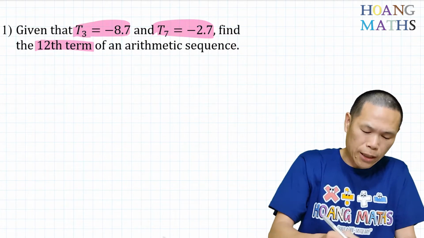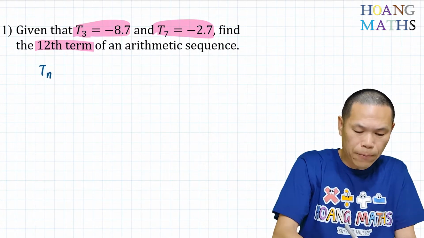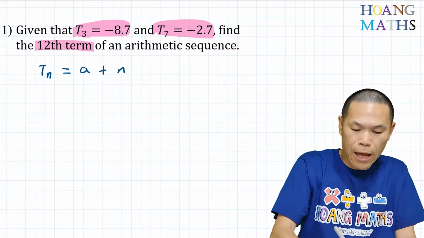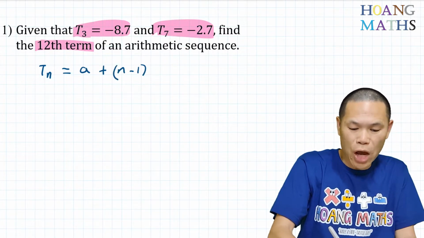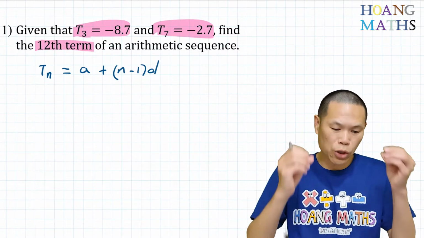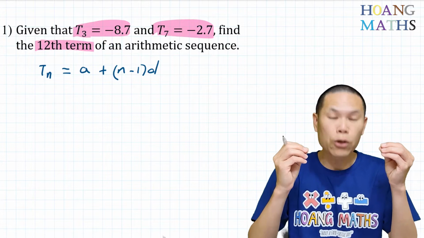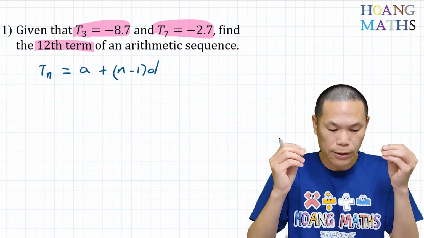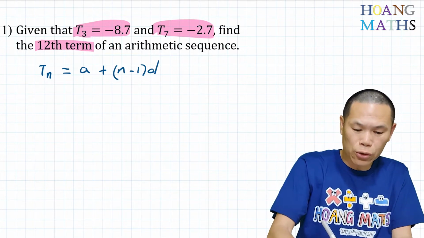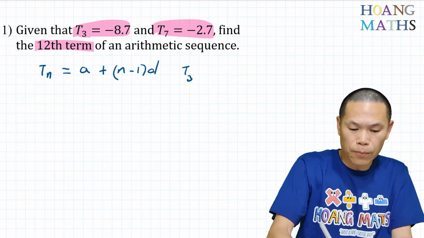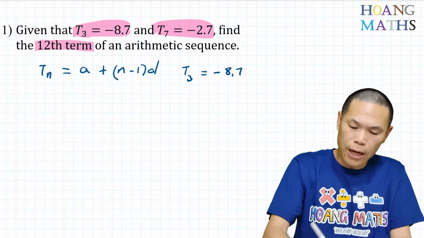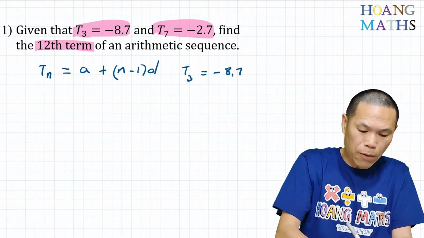So we know that T of n is equal to the first term plus n minus 1, and we times the common difference, okay? So now what we need to do is we just use term 3 is equal to negative 8.7 and we substitute into the equation. So let's just use T3 is equal to negative 8.7.